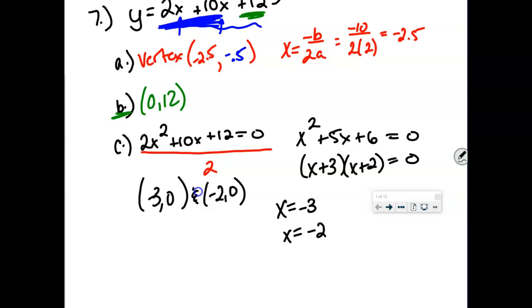Anything else on worksheet 7 that really bothered you? I know I took a little detour in there. Yes, Piper? Oh, that's a good one. Okay, so number 1 is a little unusual because they give you weird clues.